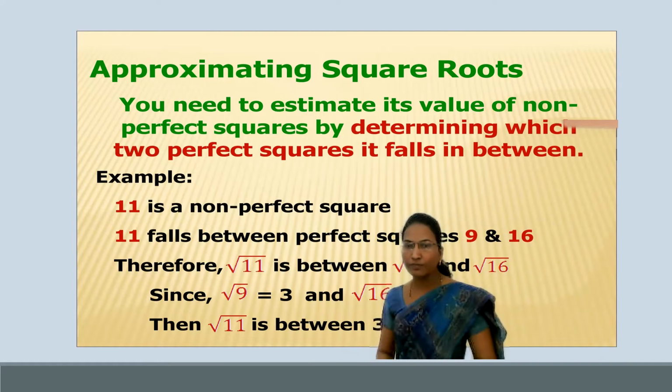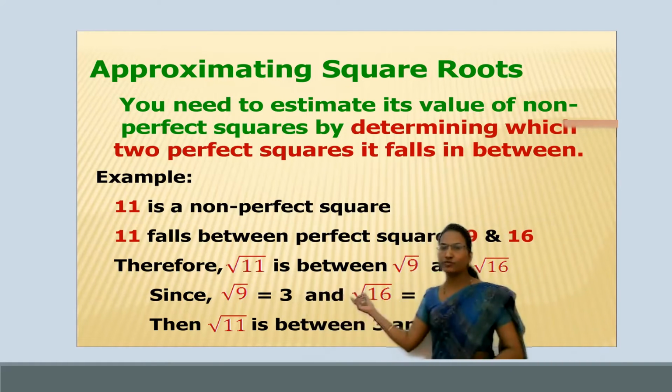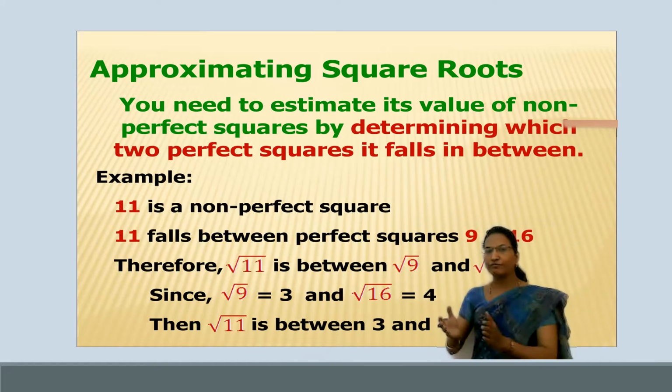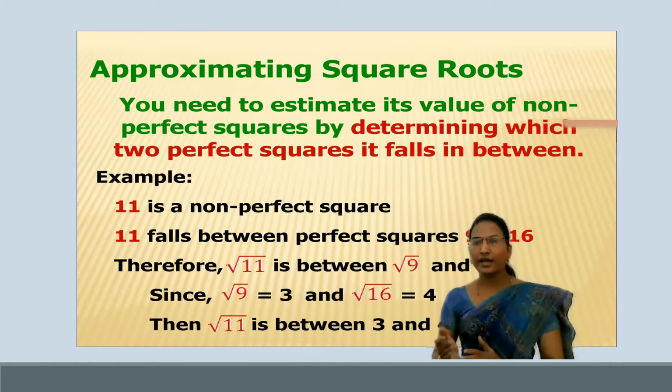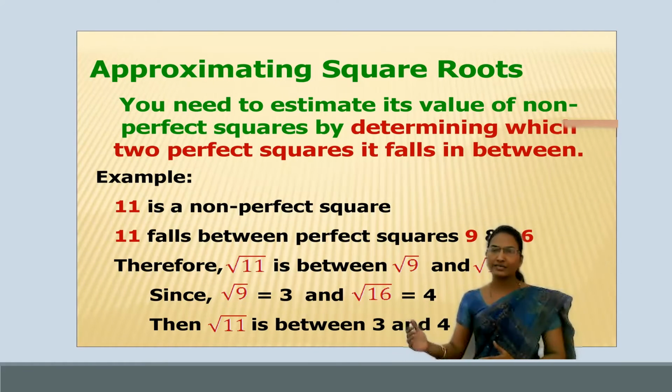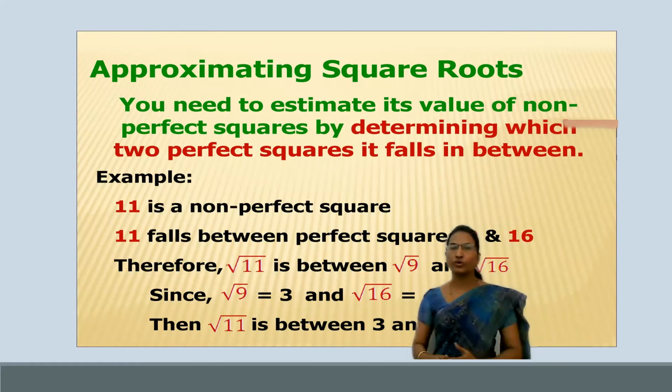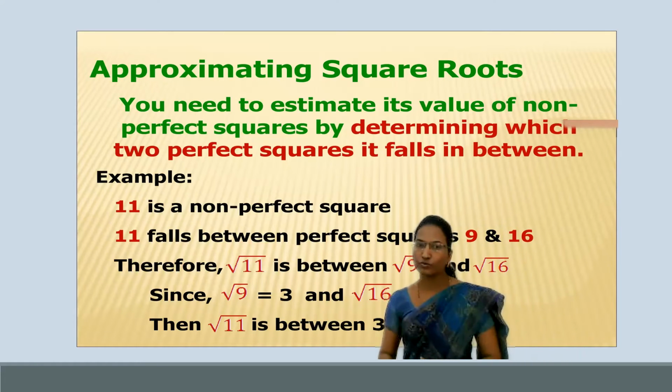So what is the square root of 9? Square root of 9 is 3 and square root of 16 is 4. So obviously the square root of 11 lies between 3 and 4. It means that it is 3 point something. Square root of 11 is equal to 3 point, and after the decimal you will get the digits. So like this, you can find approximate square roots.